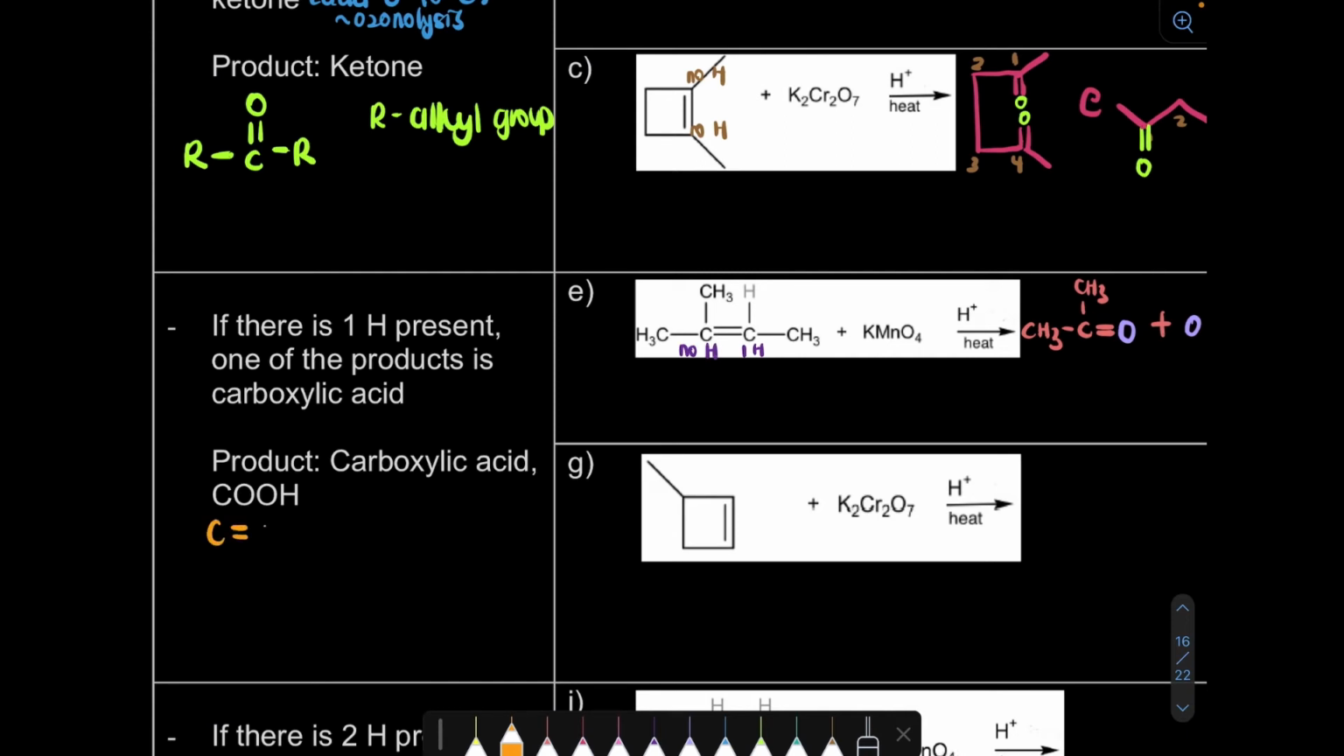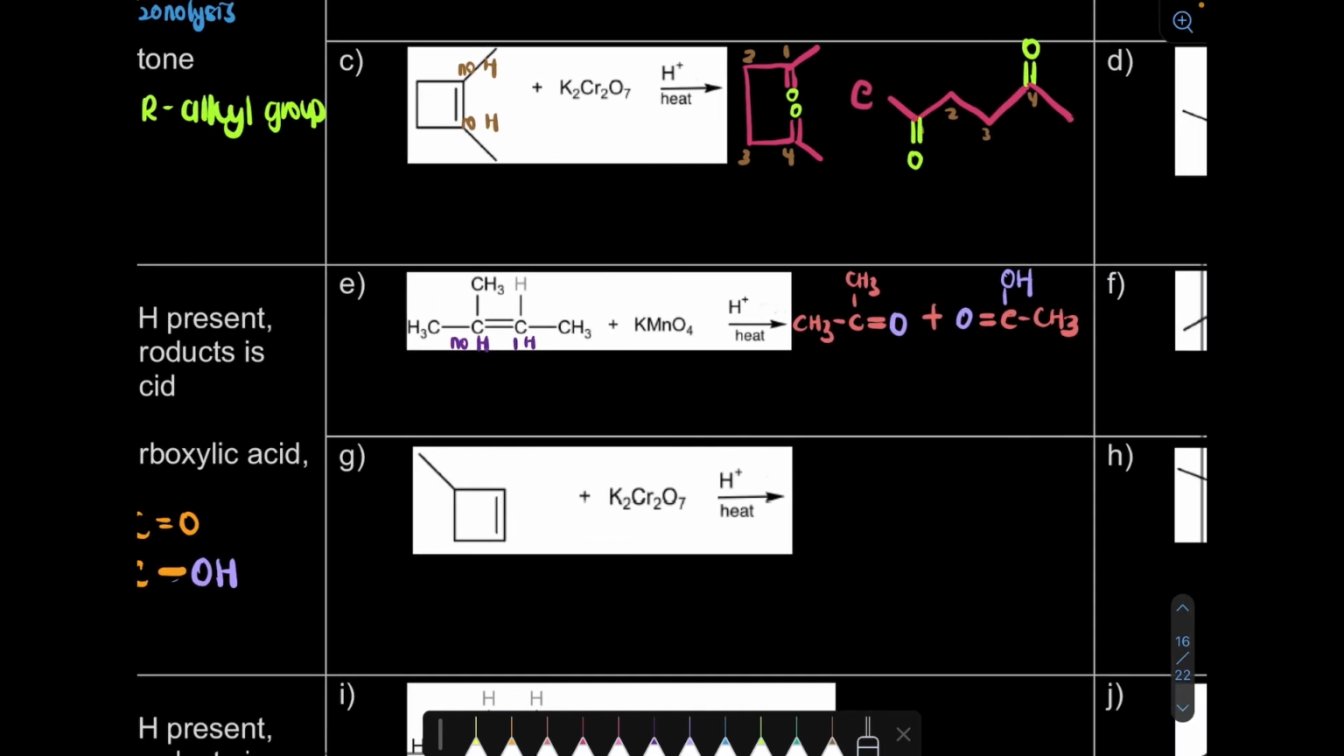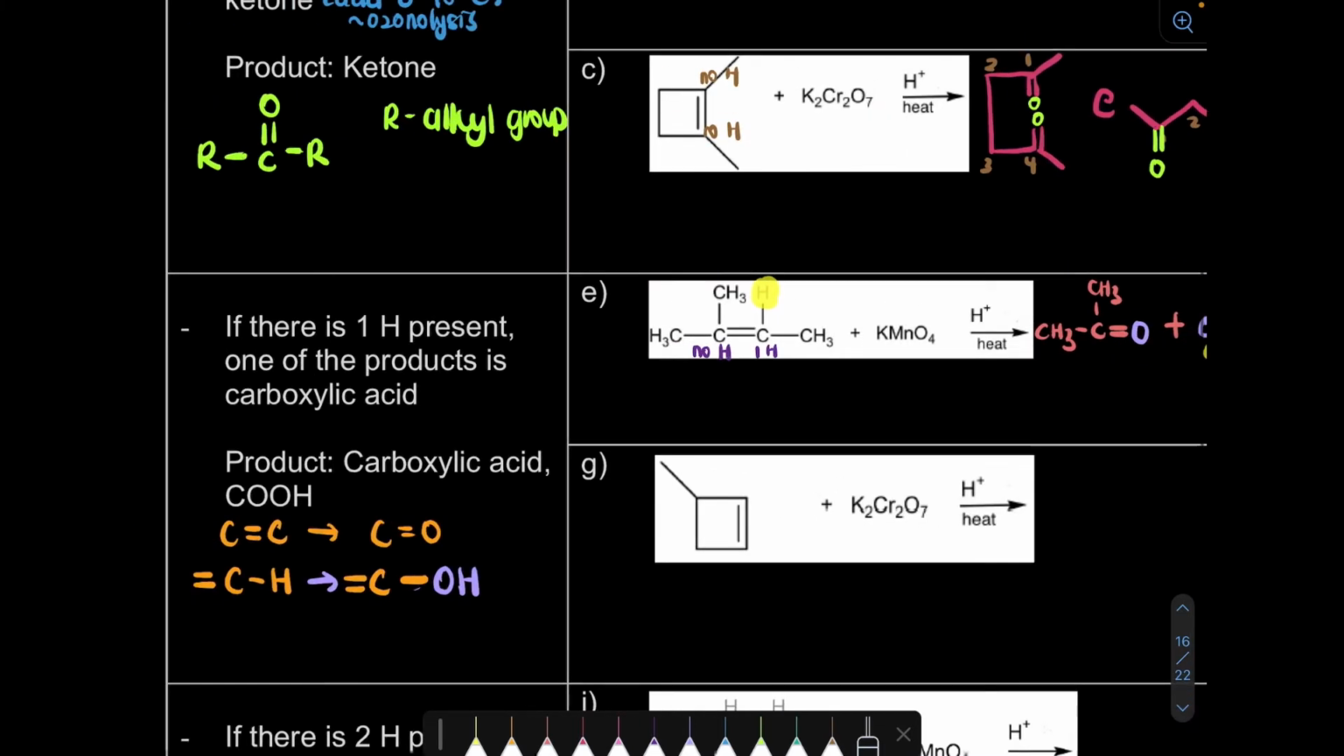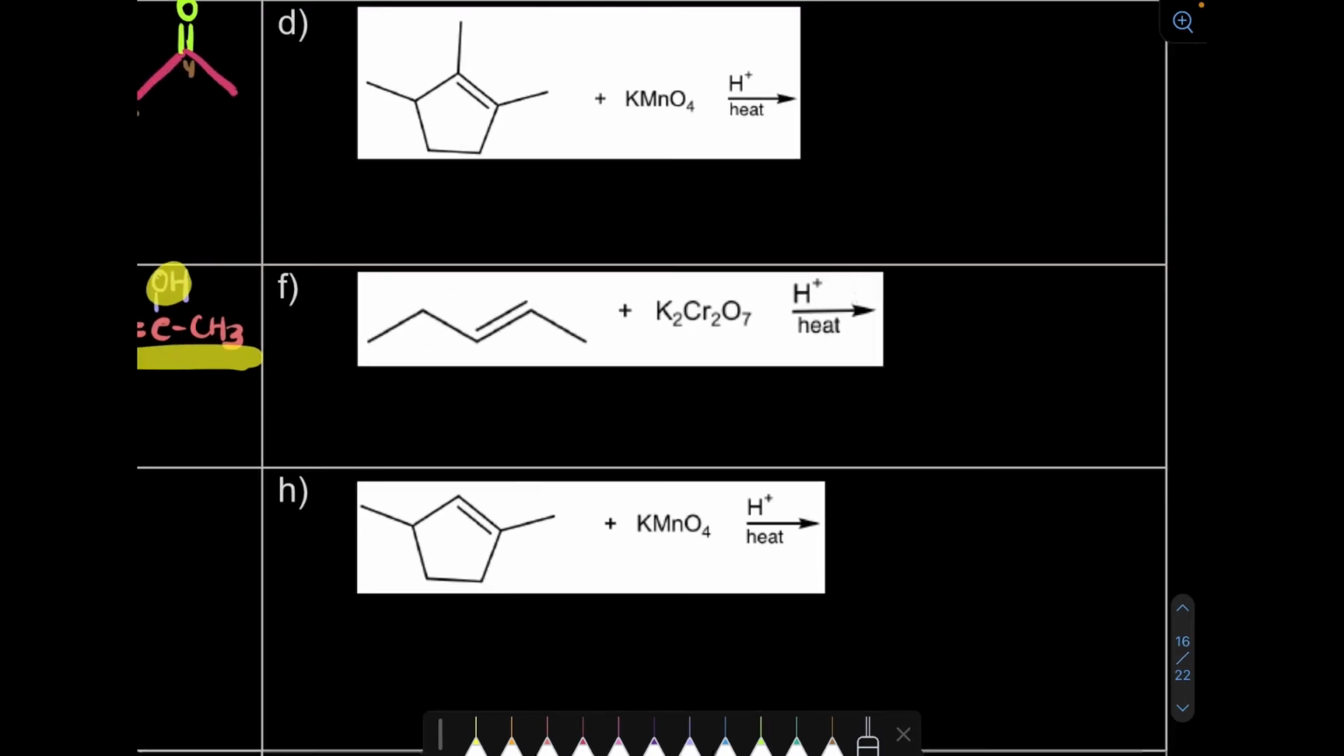Here's the hint for answering if there is one hydrogen present. The C double bond C becomes C double bond O, so we cleave our bond and just add double bond O there. But on the carbon-hydrogen bond, the carbon that was bonded by the double bond becomes carbon OH. We add O to our H. You get what I mean, right? So the H becomes OH, and that is our carboxylic acid.